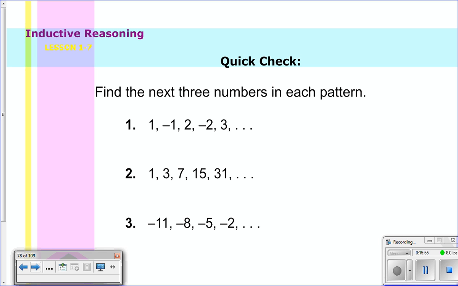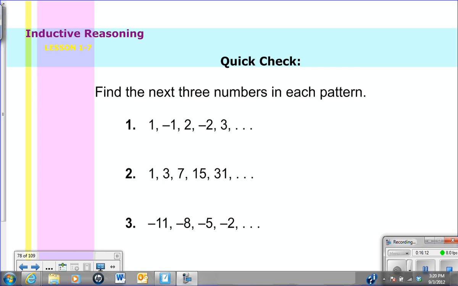Now, we have our little quick check here just to end our lesson, and then from there you'll be done for the night. So, let's see here. Why don't you do 1, 2, and 3, and then when you're all done, just check your answers and we'll be done. Go ahead and pause me now.